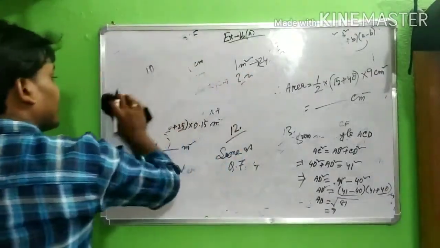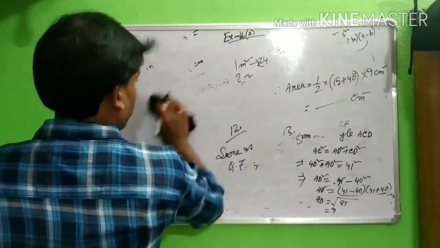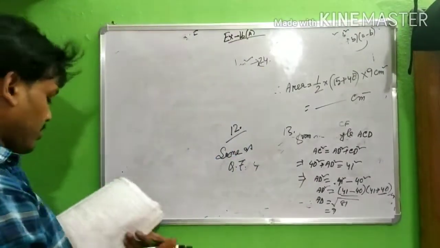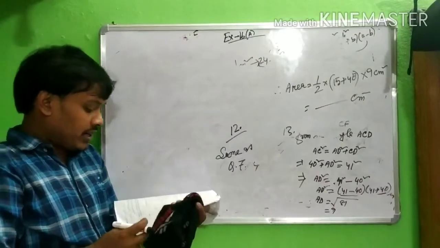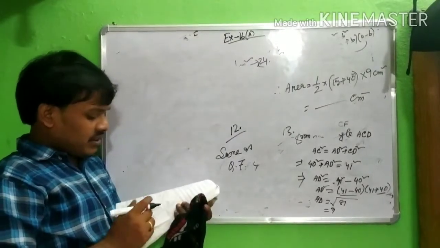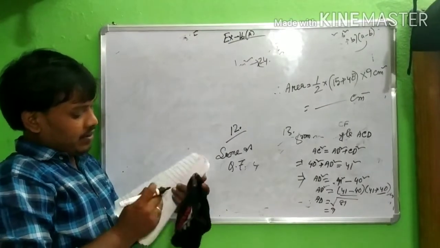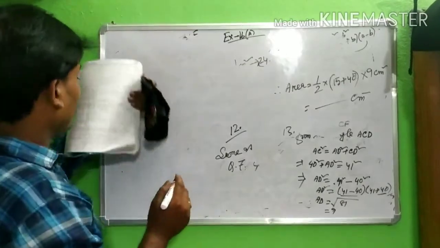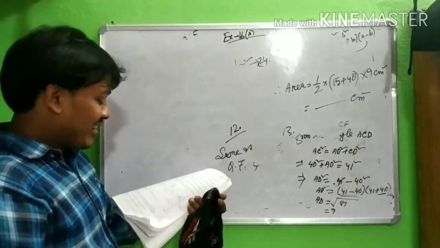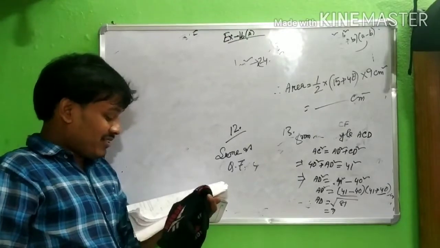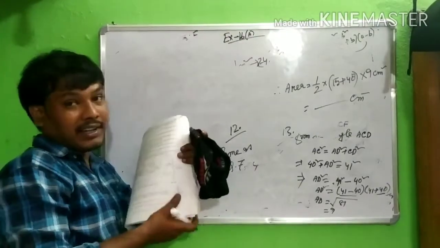Last one. 14 number, very easy. Okay, I have no more energy to do the class. Okay, 14 number, very easy.